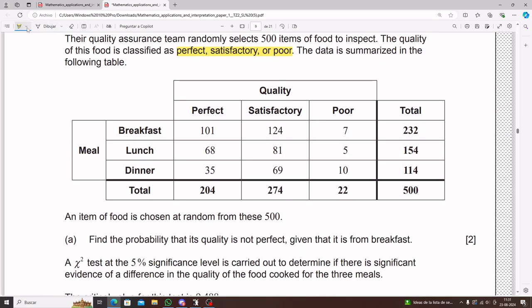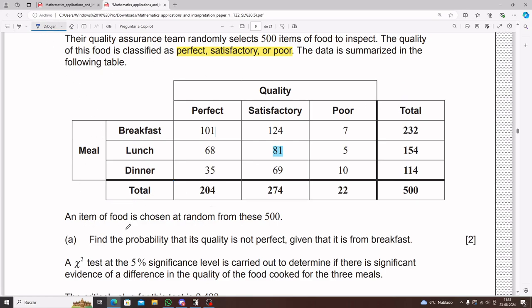So just so that we're all on the same page, for example, there were 101 perfect breakfasts. There were 81 satisfactory lunches. There were 114 dinners, okay? And there were 204 perfect meals, okay? That is how you read this table. And keep in mind that these edges over here are totals, okay? These are totals.